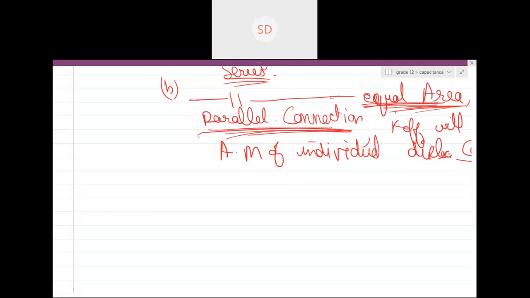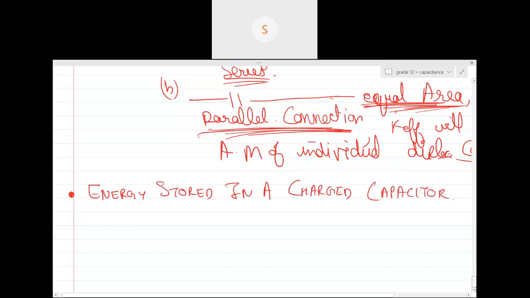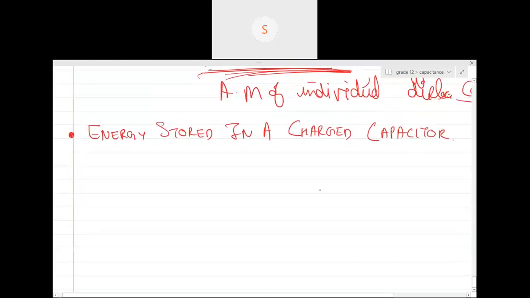So anyways, write down, guys. Energy stored in a charged capacitor.